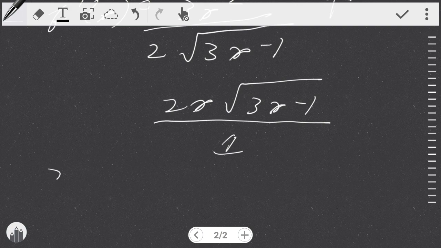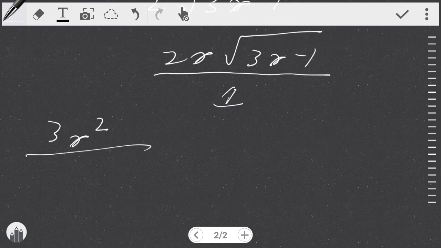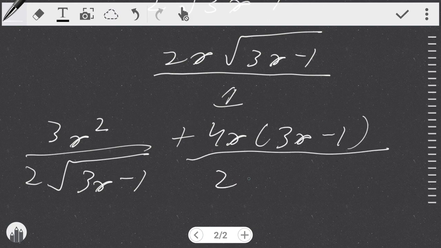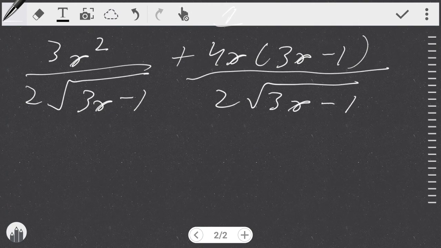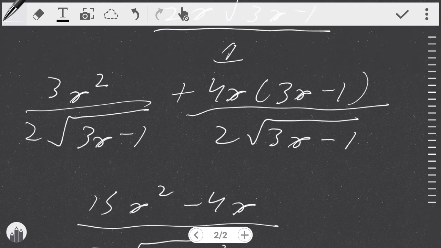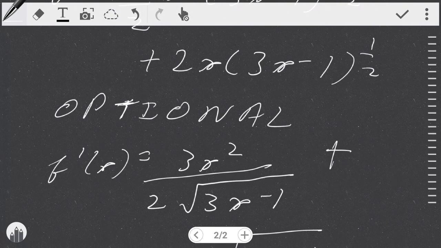After that, you would probably agree with me on this step, that you just multiply it to get the same denominator, and that will get you to this. And after solving all of that, you will get to 15x squared minus 4x over 2 square root of 3x minus 1. And that is how you do the product rule. Thank you very much.